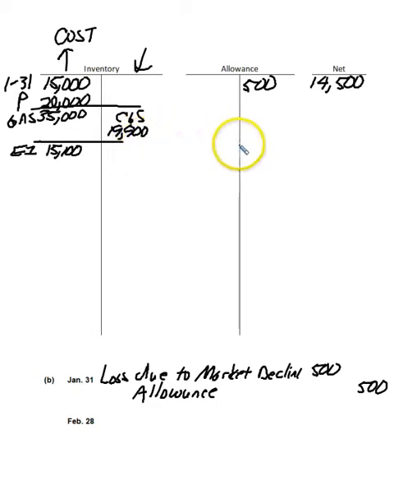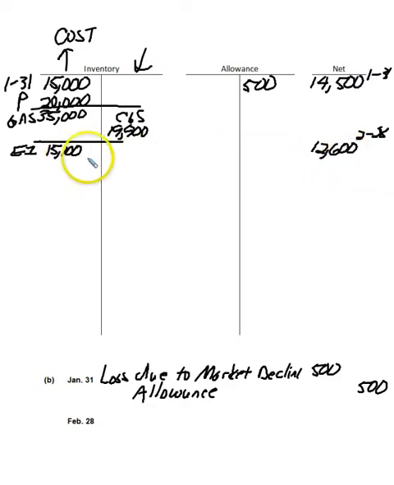Now the other thing that's given in the narrative is that the lower of cost or market at the end of February is $12,600. Again, that's at the end of February. And up here we have the ending at the end of January. Here we have February 28. The net realizable value, the net value, or the lower cost of market, is $12,600.